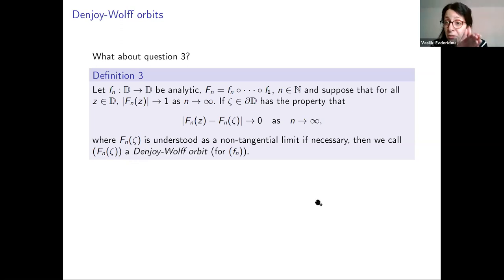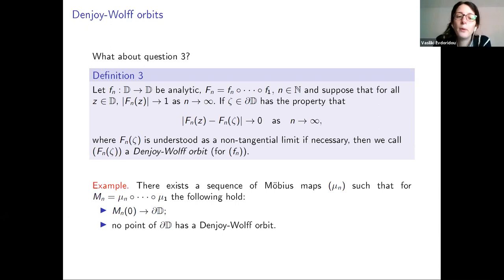So if zeta on the boundary has the property that its orbit Fn of zeta converges to Fn of z, where Fn of z is the interior orbit that tends to the unit circle, then we say that Fn of z is a Denjoy-Wolff orbit. We define this as an analog of the Denjoy-Wolff point for the case of sequences of inner functions. And the natural question that comes here is, do we always have such a Denjoy-Wolff orbit? And here we have an example.